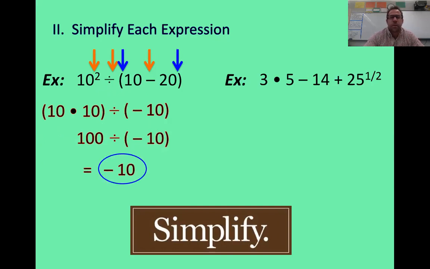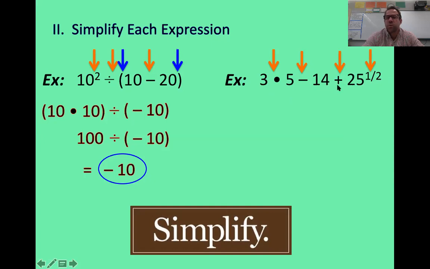Okay, negative 10. All right, let's take a look at this next example. Let's identify what operations are in the expression. I see a multiply, I see a subtraction, I see an addition, and then this is an exponent, but it's a fraction exponent. Okay, we'll talk about that. So now the first thing we want to do is see if we have any parentheses in this problem. And there are no parentheses.